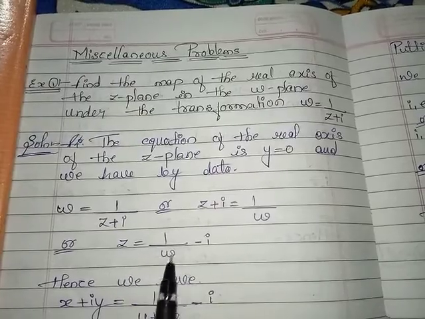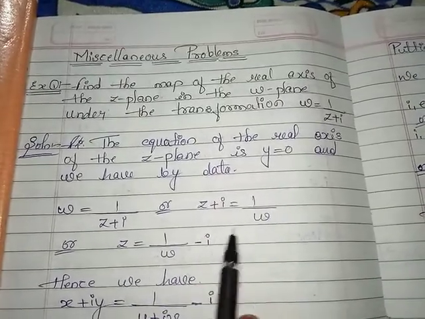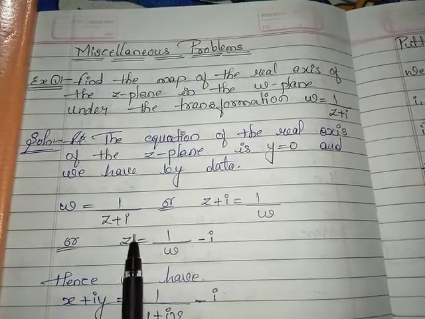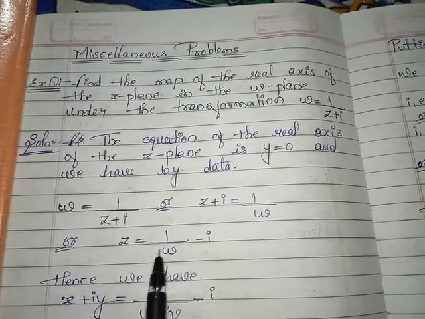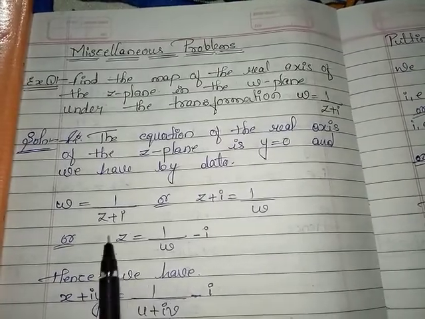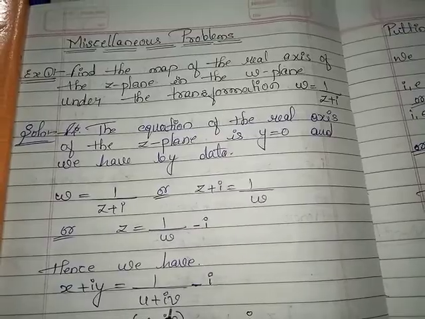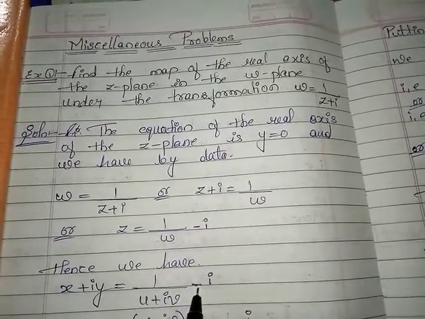z is equal to 1 by w minus i. We know that z is equal to x plus iy and w is equal to u plus iv. Just replace z is equal to x plus iy and w is equal to u plus iv, so we have x plus iy is equal to 1 divided by u plus iv, minus i.